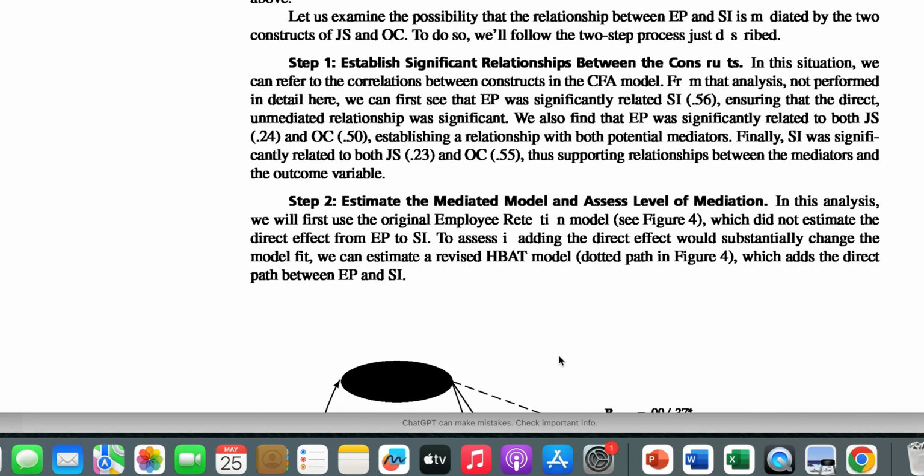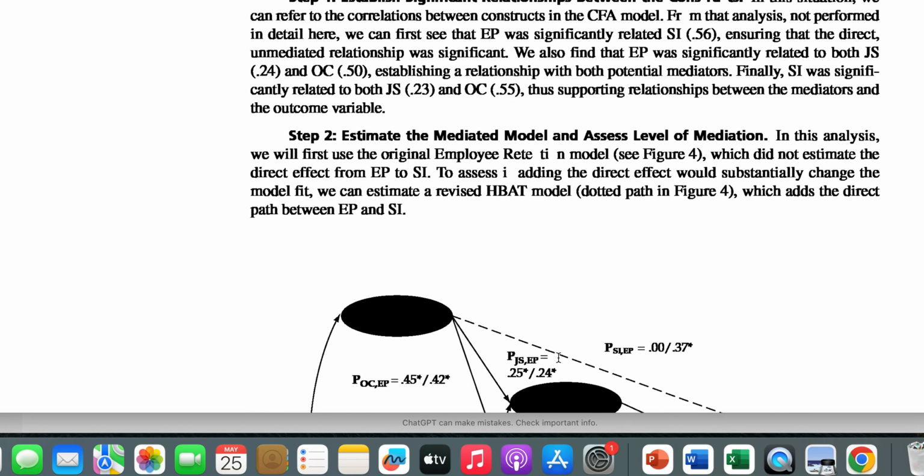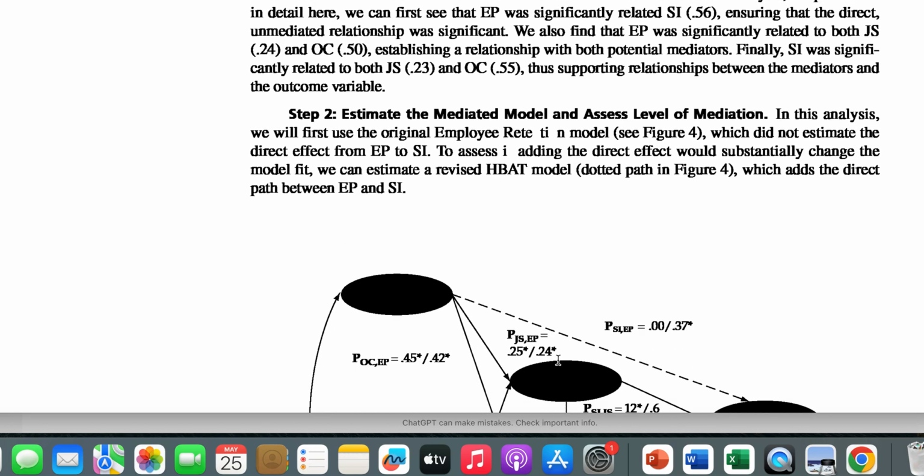In this situation, we can refer to the correlations between the constructs in the CFA model, which is not analyzed in detail here. We can first see that EP was significantly related to SI, 0.56, ensuring that the direct unmediated relationship was significant. We also find that EP was significantly related to both JS, 0.24, and OC, 0.50, establishing the relationship with both. JS is related to SI, 0.23, and OC, 0.55, thus supporting the relationship between the mediators and the outcome variable.